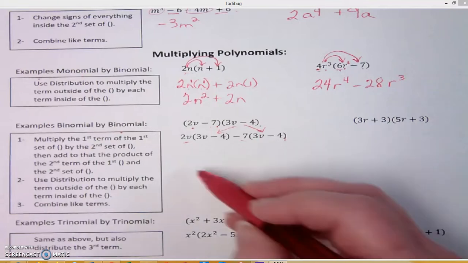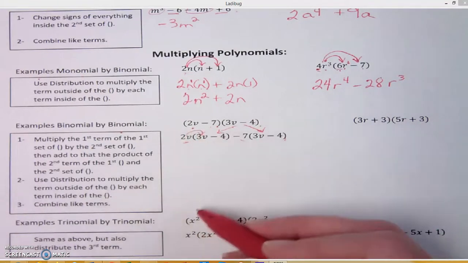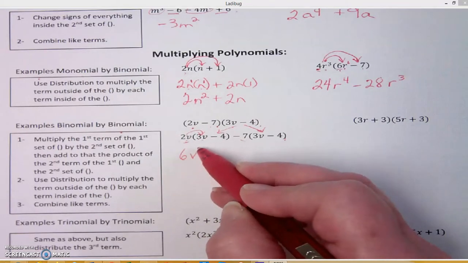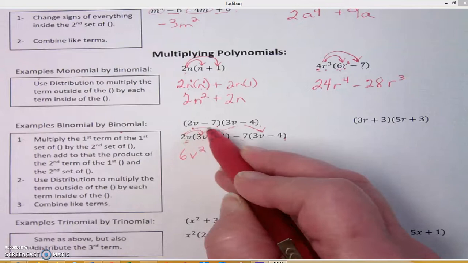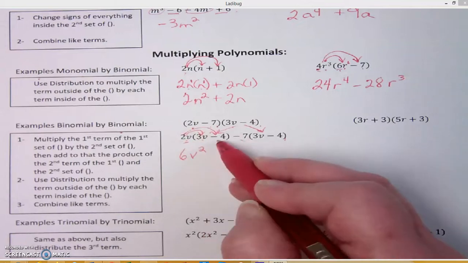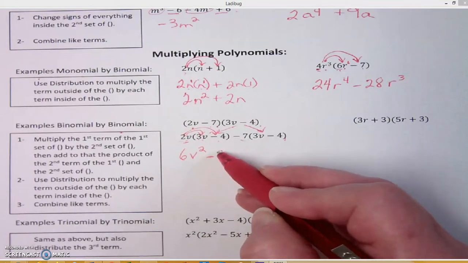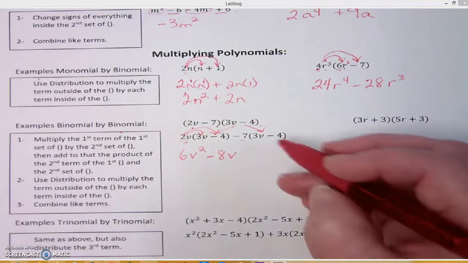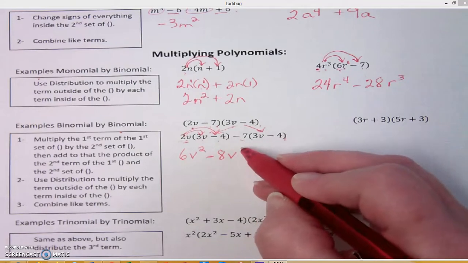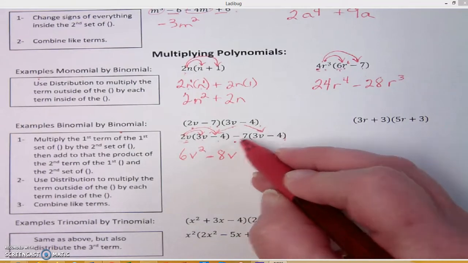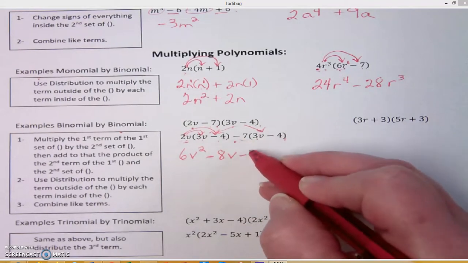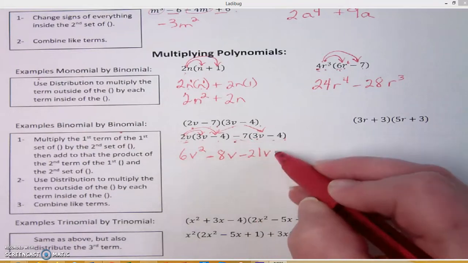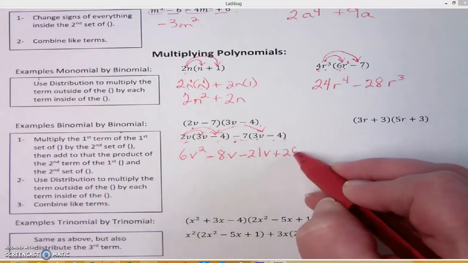And now I distribute. So 2v times 3v, 2 times 3 is 6, v times v is v squared, and then 2v times a -4, 2 times -4 is -8, and then I have a v right there. Now let's do it with my other one. I have a -7 times a +3, that gives me -21v, and then a -7 times a -4 gives me a +28.